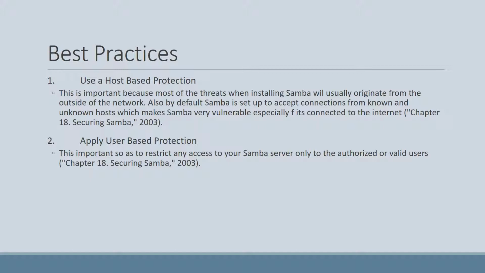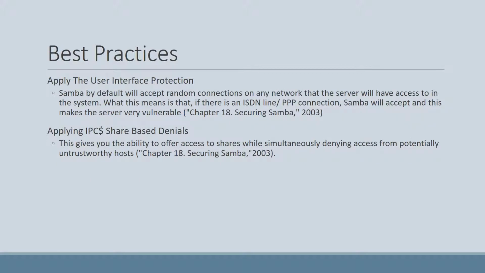Apply user-based protection if you want to restrict access to valid users only. The following method can be used to better restrict all server access, either to the use of a single user or to members of the system group smbusers. You can also apply interface protection. By default, Samba will accept connections on any network interface defined on your system. That means if you have an ISDN line or a PPP connection to the internet, then Samba will accept connections on those links. That might not be what you want.